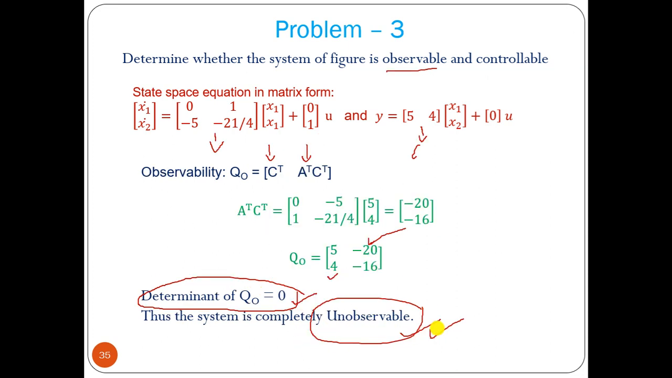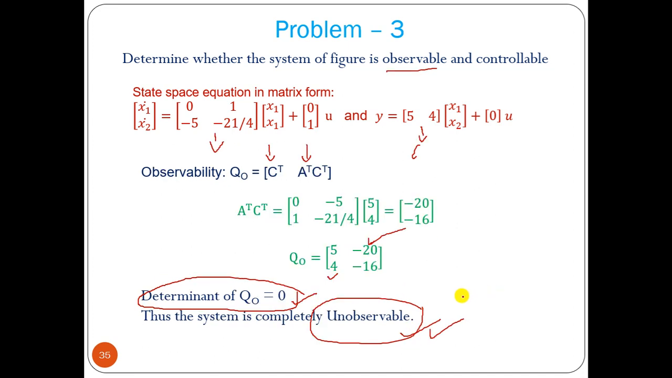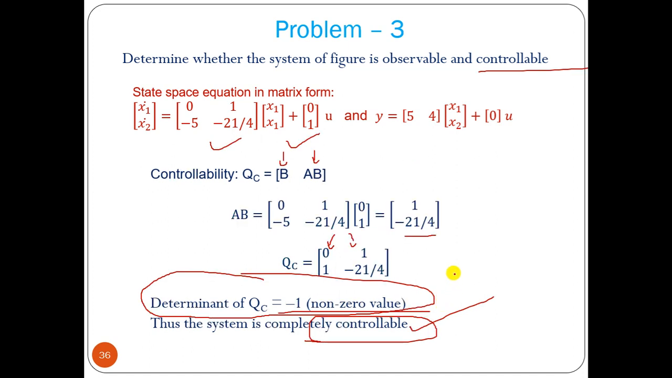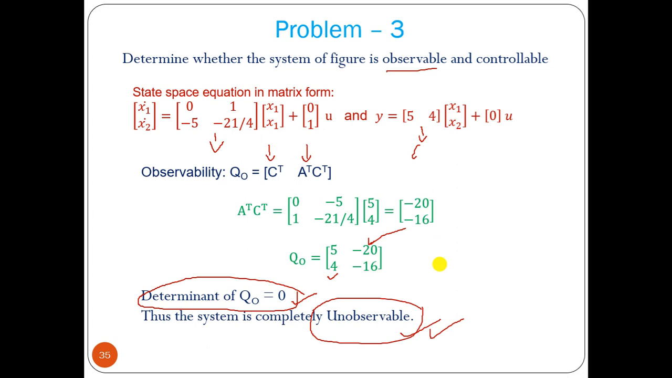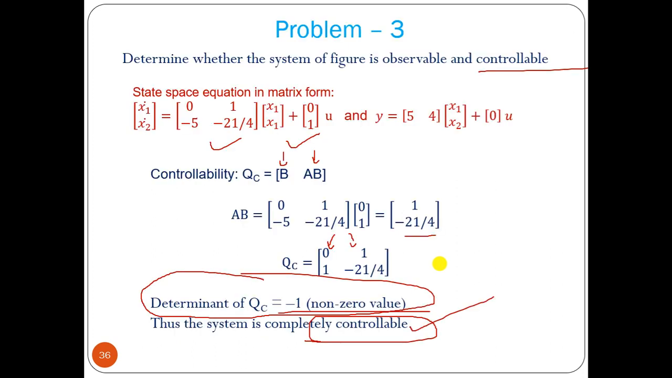So what we can see is that one system can be controllable and may not be observable. Any combination is possible. A system can be both controllable and observable, or controllable but unobservable, observable but uncontrollable, or it can also be unobservable and uncontrollable. So all possible combinations can be there.